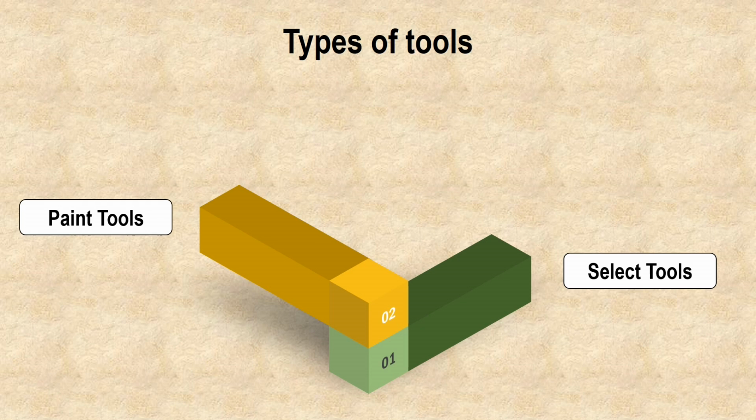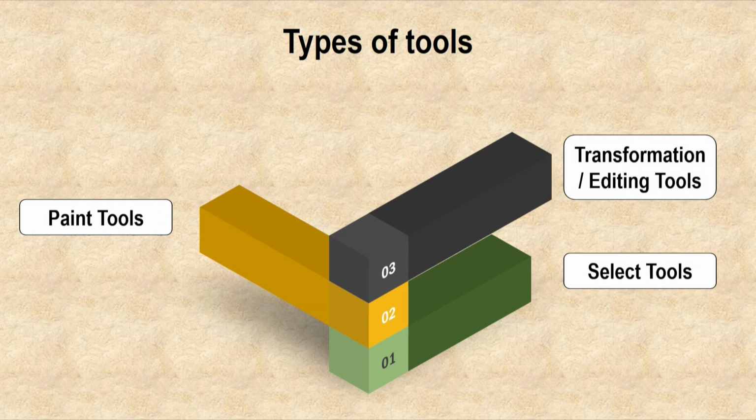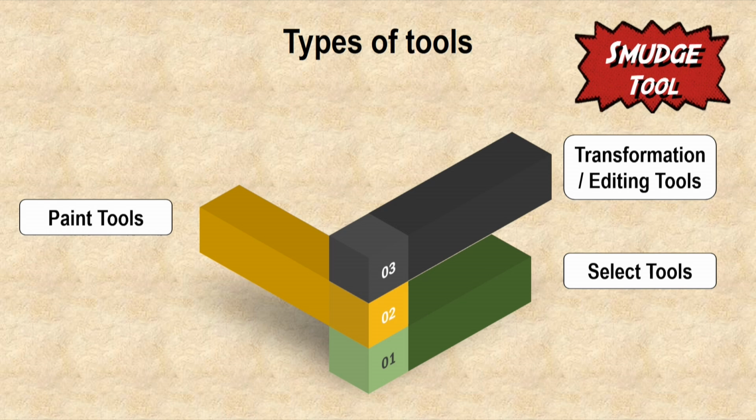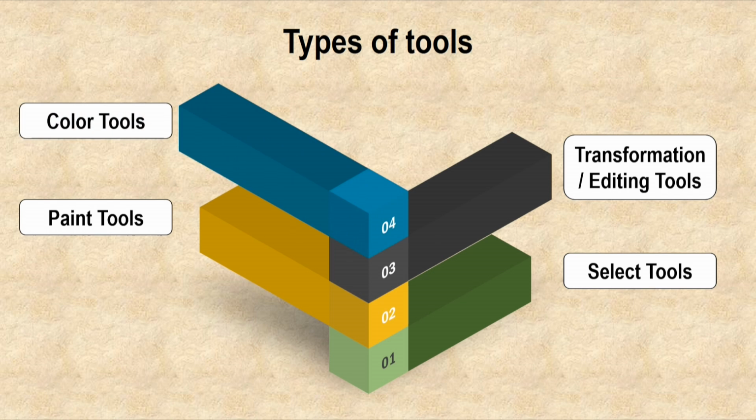And the third one is transformation and editing tools. Most of the tools covered under this category are very useful in order to provide any kind of transformation like scaling, rotation, flipping and so on. And there are many image editing tools like healing tool, smudge tool and so on. And color tools is one of the categories which can be used for changing the colors or for enhancing the graphics colors.